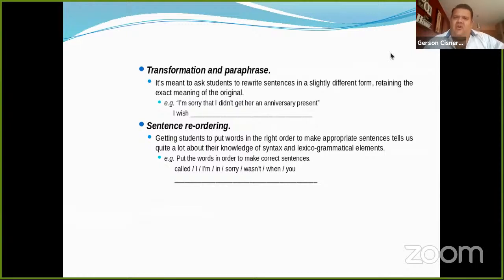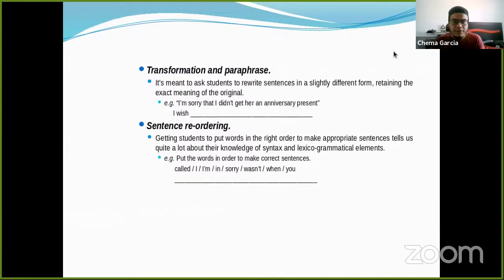All right, sentence reordering. Read it, Chema. Getting students to put words in the right order to make appropriate sentences tells us quite a lot about their knowledge of syntax and lexical grammatical elements. For example, put the words in order to make correct sentences: I, I'm, in, sorry, wasn't, when, you, called. Can you try to answer it?